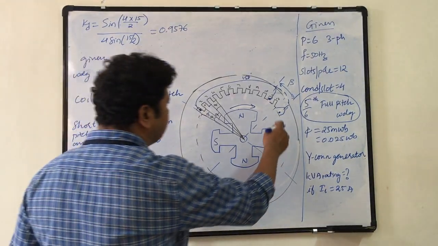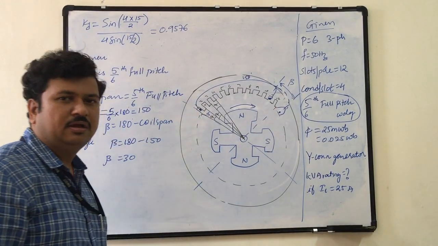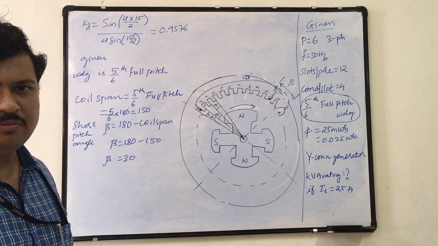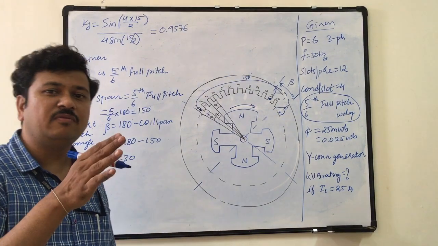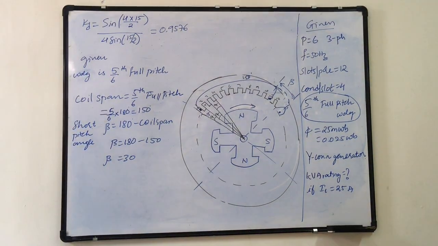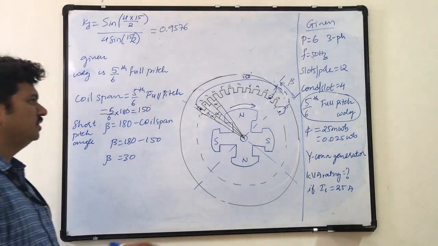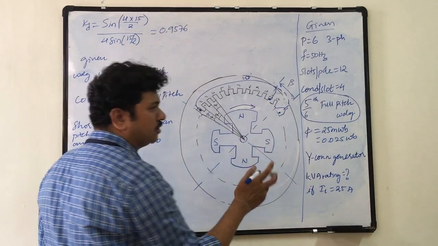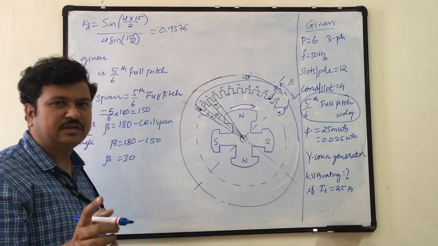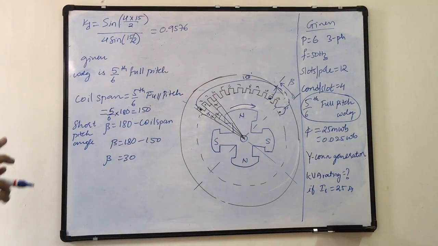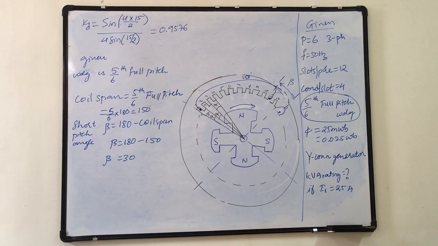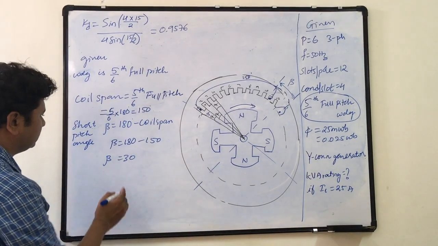But now I am not placing the coil side with full pitch span. I am placing it at a coil span of 150 degrees. It means that there is a short of 30 degrees from 180 degrees. Hence, it is shorted by 2 slots, because one slot is of 15 degrees. If the short pitch angle is 30 degrees, it means I am shorting it by 2 slots. So this is how it is done.